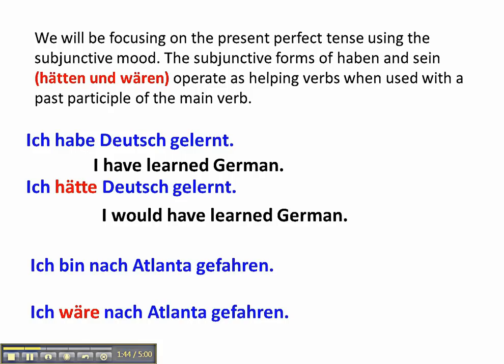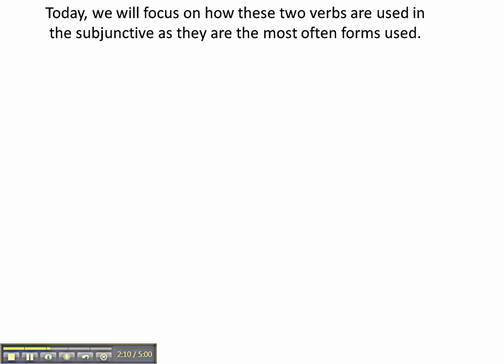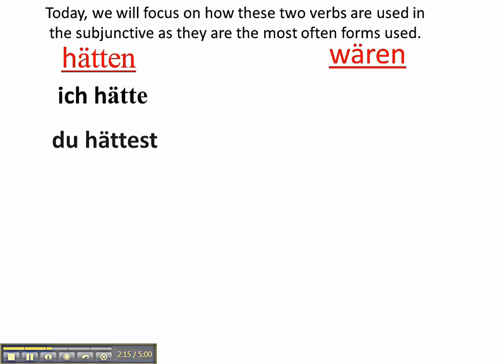Ich bin nach Atlanta gefahren means I have driven to Atlanta. And this causes a lot of problems for English learners and people who are approaching German from the English side. Because you see bin is the helping verb and you want to translate it as am. But you have to think of it as have, and we're going to talk more about that in a minute. Ich wäre nach Atlanta gefahren means I would have driven to Atlanta. Okay, so we're going to focus on hätten und wären, or the subjunctive forms of haben und sein.